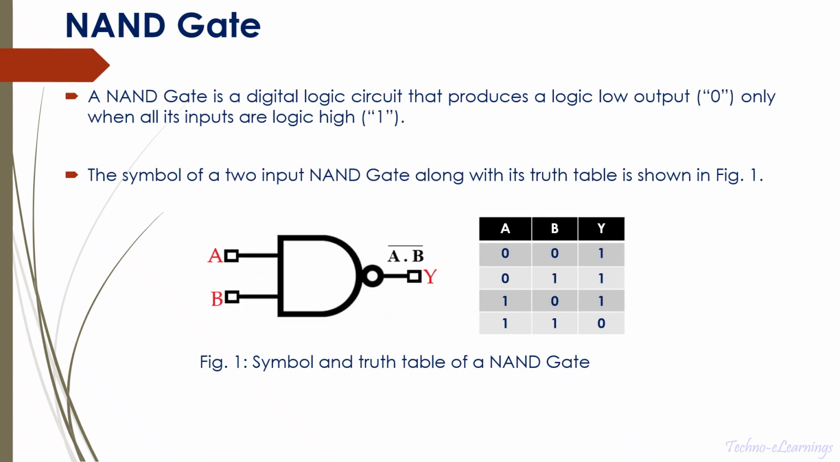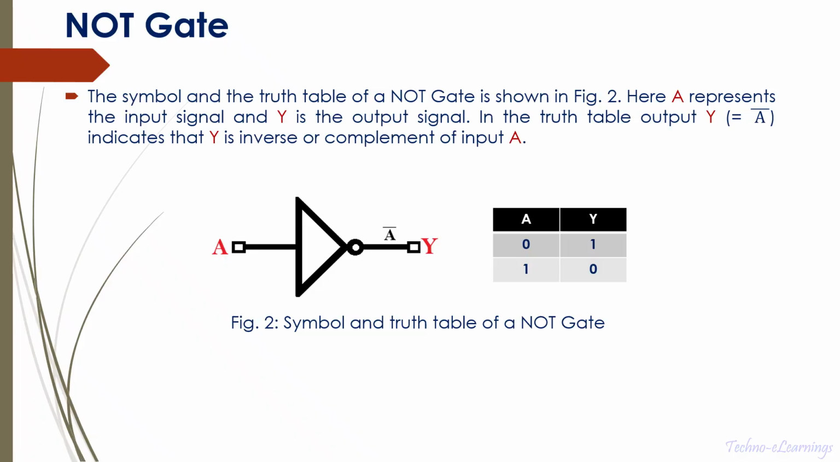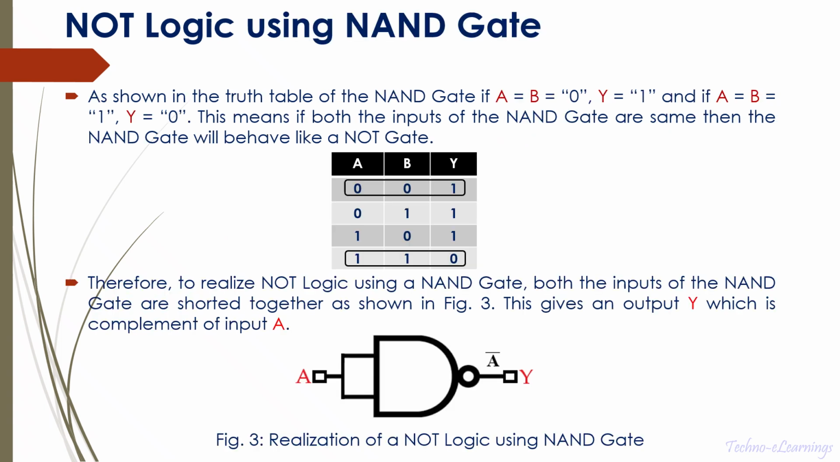A NAND gate is a digital logic circuit that produces a logic low output only when all its inputs are logic high. The symbol of a two-input NAND gate along with its truth table is shown in figure 1. NOT gate. The symbol and the truth table of a NOT gate is shown in figure 2. Here A represents the input signal and Y is the output signal. In the truth table, output Y equals A bar, which indicates that Y is the inverse or complement of input A.